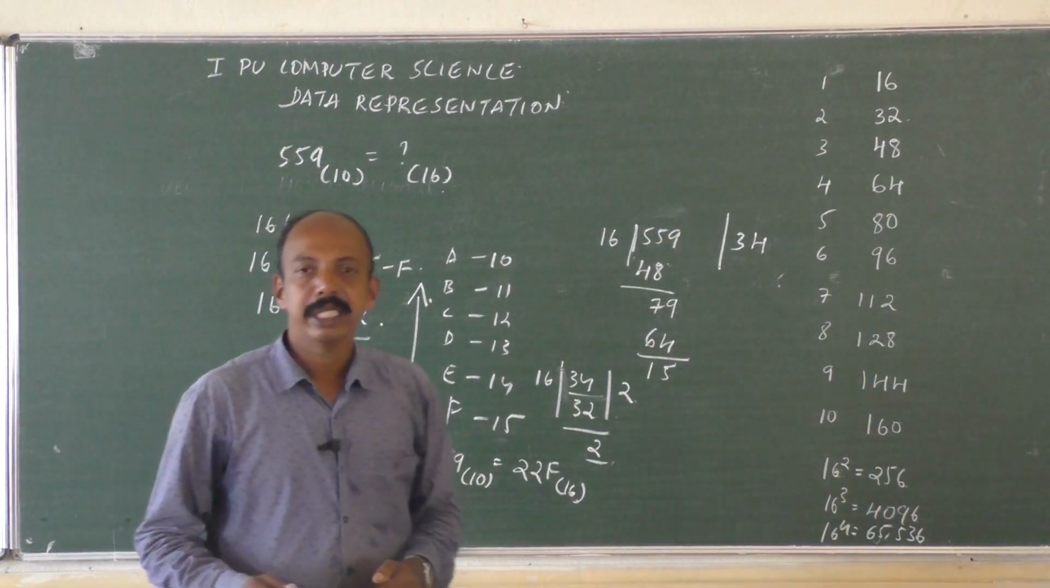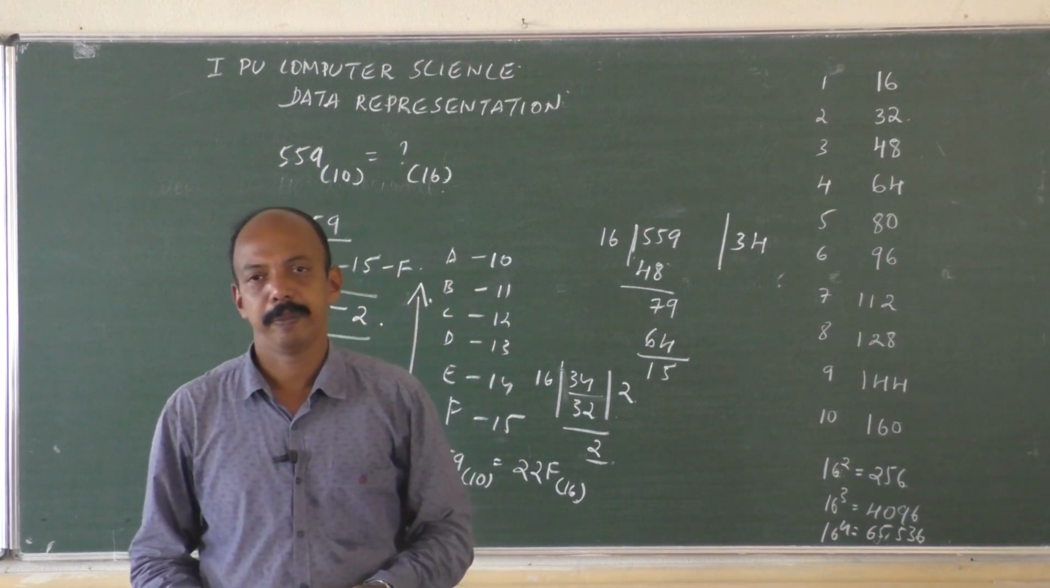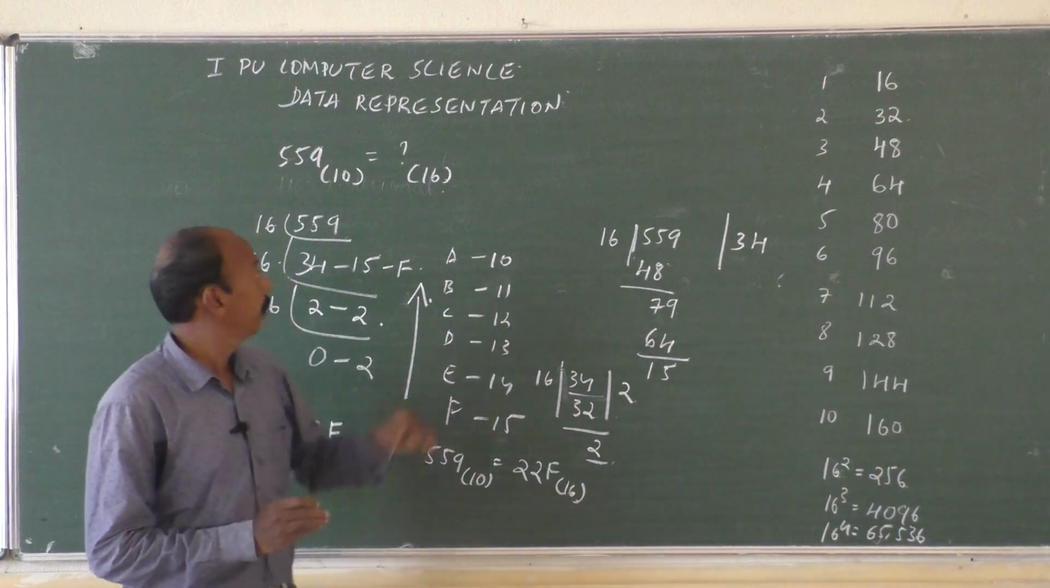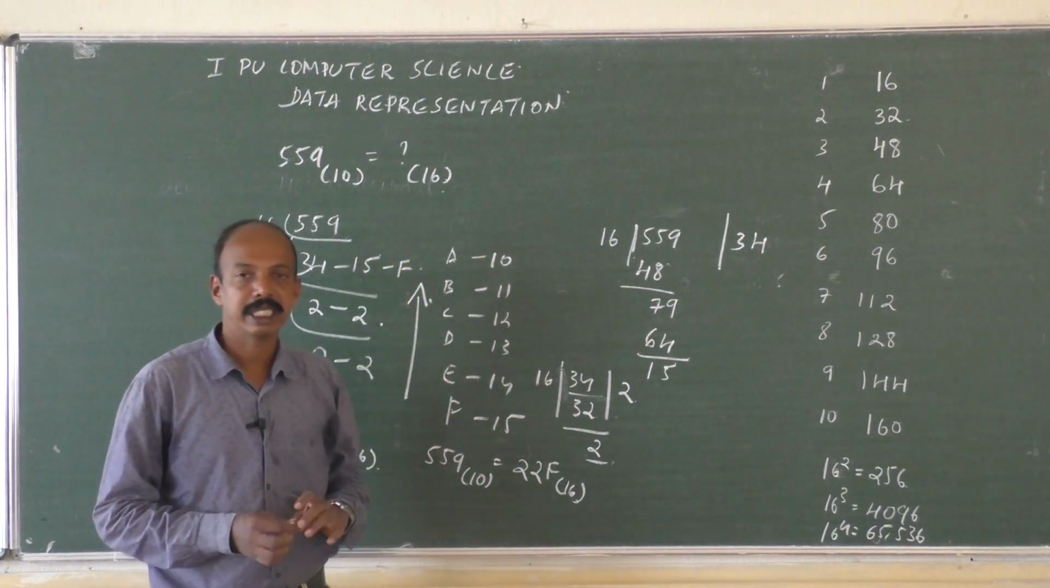Till now what we have seen is decimal to hexa. What about the reverse procedure? How to convert from hexa to decimal? Let us see that.